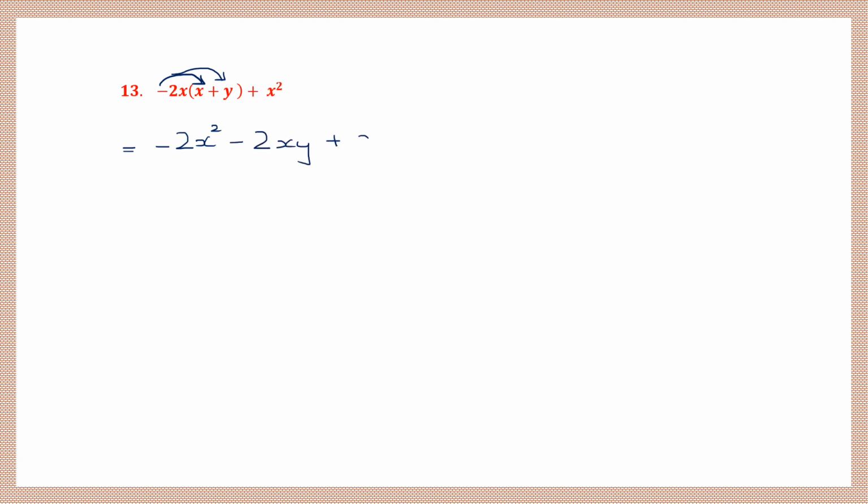Now add up x square. So as you can see, there are two like terms here, minus 2x square and plus x square. So we can work that out. So this is 1x square. Signs are different, minus 2 plus 1. So put the sign of the bigger number and subtract. 2 minus 1 is 1x square and this remains as minus 2xy. So we can write this as minus x square minus 2xy. So this is our final answer.